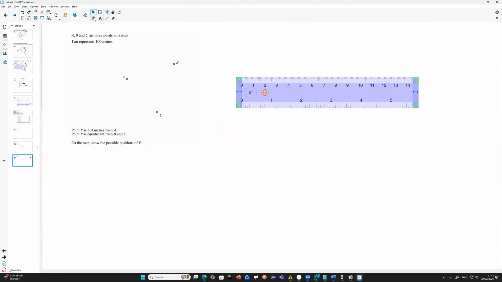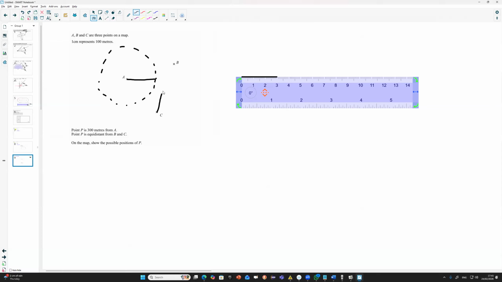So if I think about a sketch again, right, that's 3 centimeters, because 1 centimeter is 100 meters here. So P is 300 meters from A. So I know that's about 3 centimeters. So I know P is somewhere on that circle. I've drawn that really badly, but P is somewhere on that circle. And it is equidistant from B and C.